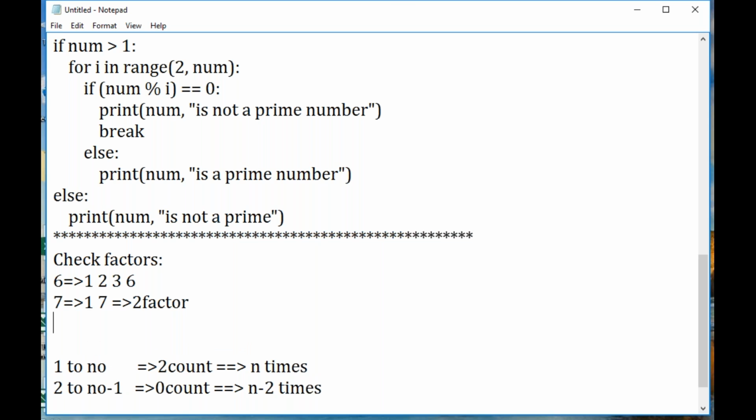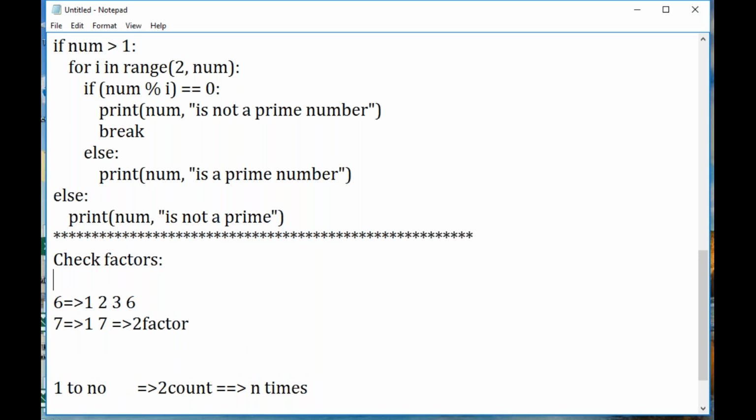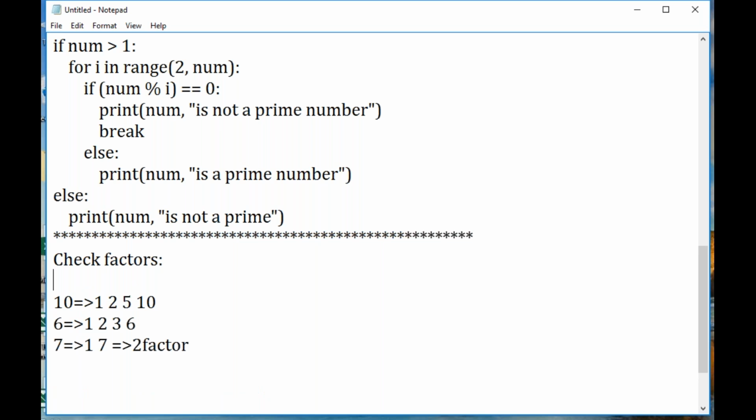I'll give you one more number. If you take 10, what are the factors? 1, 2, 5, 10 will be the factors. If I take 100, what are the factors? 1, 2, 4, 5, 10, 20, 25, followed by 50, then 100 is going to be a factor, isn't it?